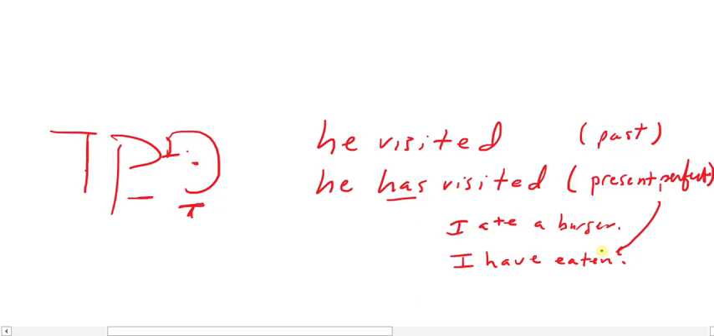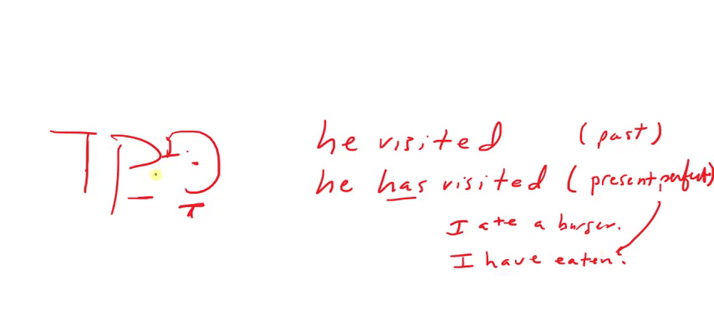Well, because what I'm trying to tell you is that I ate before I got here, and my having eaten is still relevant now. Because if you offer me food and I say, I have eaten, what am I telling you? That I don't need food now, right? There's some ongoing relevance at the time of my mentioning this. And that's what the perfect tense tends to do.